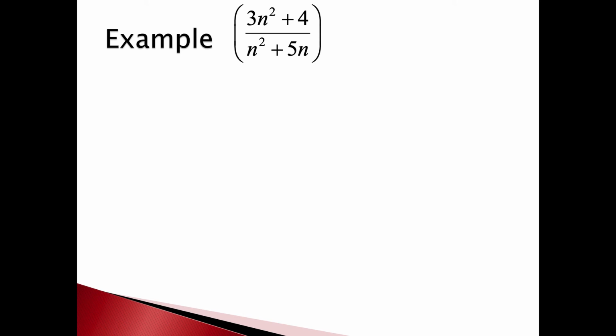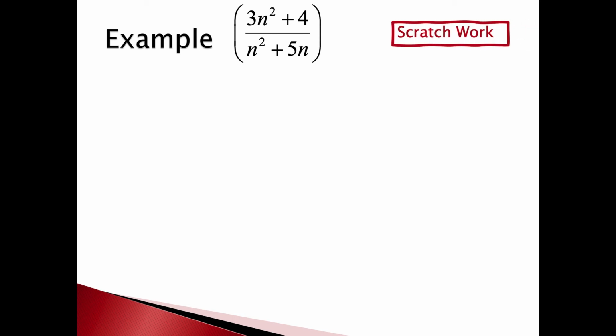Here's one that doesn't converge to 0. So if we look at this for a second, you'll see that I've got 3n squared plus 4 over n squared plus 5n. So the most powerful thing in the top is the n squared. There's also an n squared in the bottom. That's the most powerful thing there. So it's really the 3 over 1 that determines what happens. So this thing's obviously going to converge to 3. So how do I prove that it converges to 3?